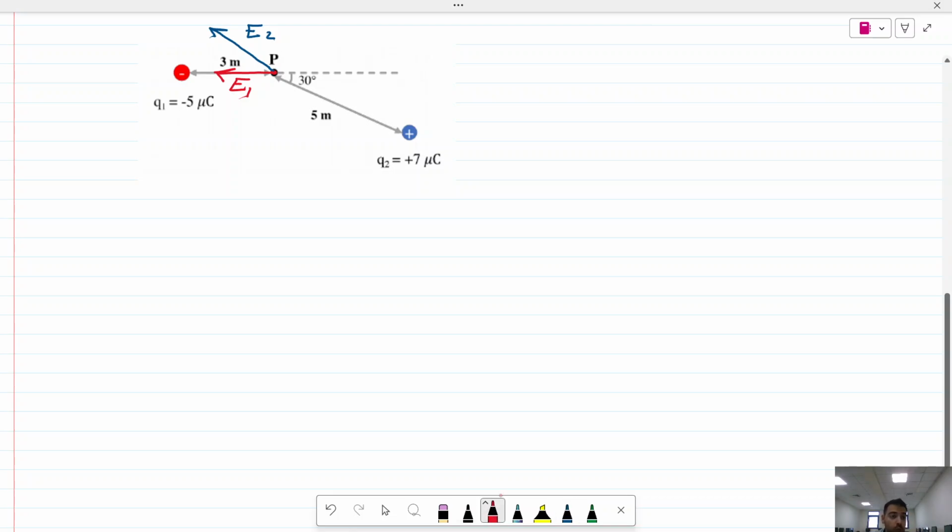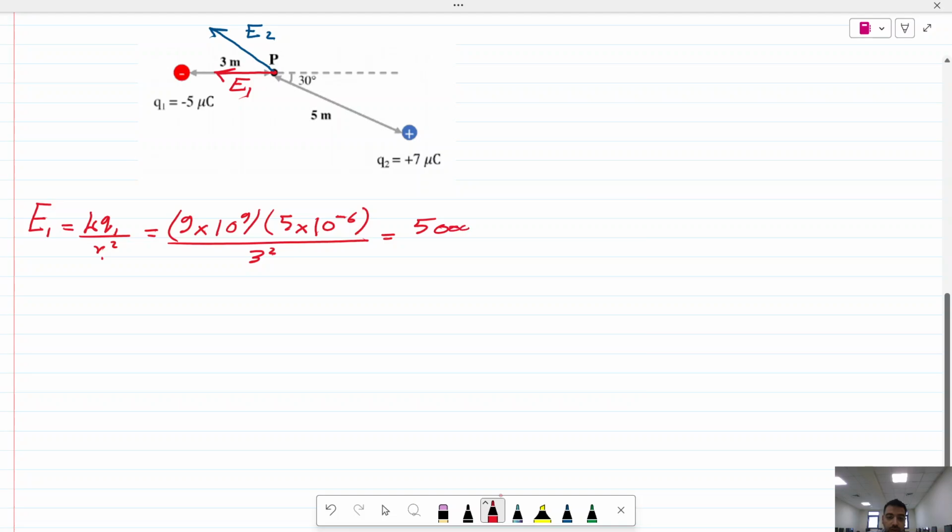Then we need to find the magnitude of E1, and it's given as K times Q1 over R1 squared, which is equal to 9 times 10 power 9 multiplied by Q1, which is 5 times 10 power minus 6, because it says microcoulombs, so keep this in mind, divided by the distance between them, which is 3 meters, the SI unit of distance, squared. That gives us 5,000 newtons per coulomb, and it would be to the west. So to the west, we already know that the angle is 180 degrees.